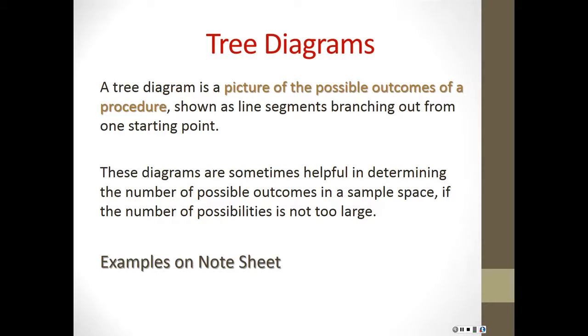Sometimes it's helpful to make something called a tree diagram. A tree diagram is a picture of all the possible outcomes of a procedure, and we do it with line segments branching out from one starting point. They're helpful in determining the number of possible outcomes in a sample space, as long as the number of possibilities isn't too large. If it's too large, then a tree diagram gets to be too awkward and too cumbersome. Okay? So we'll do some examples here.